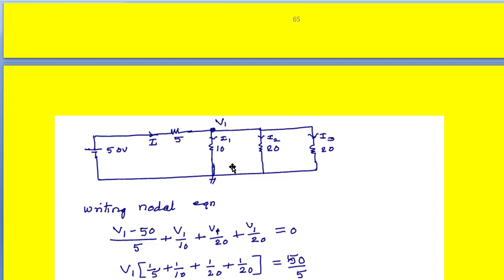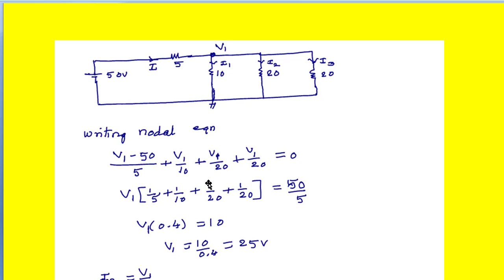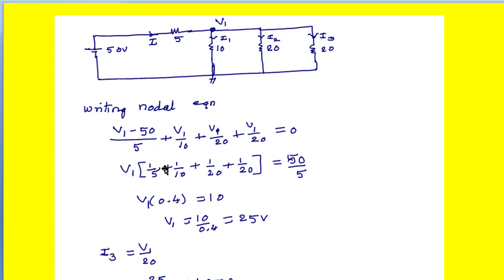(V1 minus 50) divided by 5, plus V1 by 10, plus V1 by 20, plus V1 by 20. The same voltage is available here, here, and here. So we are writing like this, is equal to 0. Then because V1 is common, we take out that V1, and we get V1 into (1 by 5 plus 1 by 10 plus 1 by 20 plus 1 by 20) is equal to 50 by 5. This 50 by 5 will come to this side. Here it is negative and this becomes positive on the right hand side.